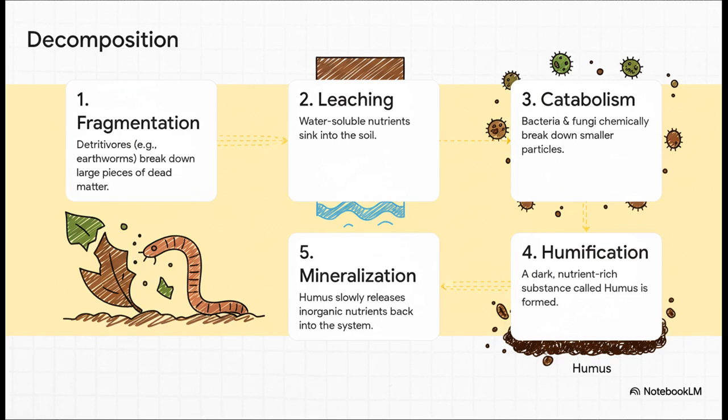After that, catabolism is where the real microscopic magic happens. Bacteria and fungi chemically break it all down. This leads to humification, creating that dark, super rich stuff called humus. And finally, mineralization is the slow release of all those nutrients from the humus, making them available for plants to use all over again. The cycle is complete.